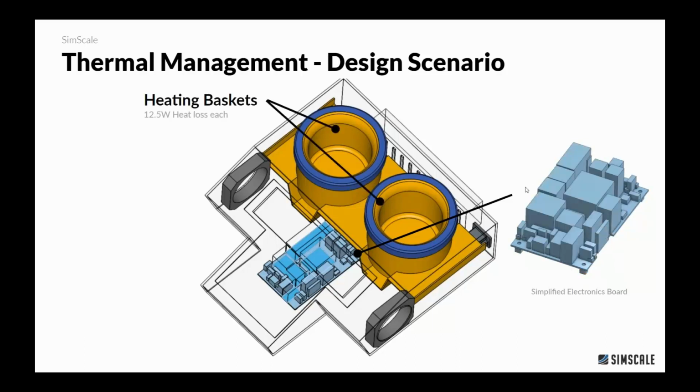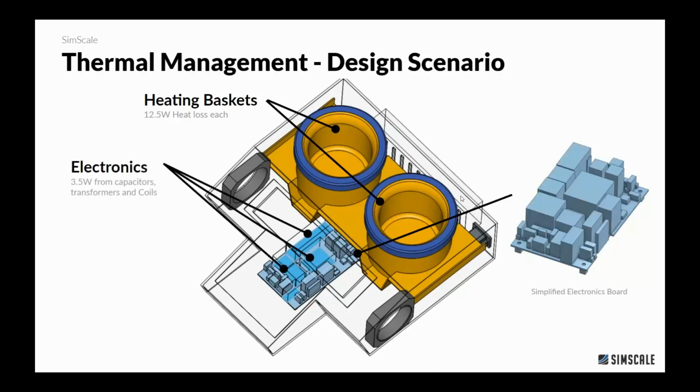And so now the thermal management challenge that we're trying to manage here is that the heating baskets, both of them, have about 12.5 watts heating loss, right? So that, of course, is supposed to go into whatever I put in here that I actually want to heat up, but also it'll go inside the enclosure, where I do not want to have that heat.